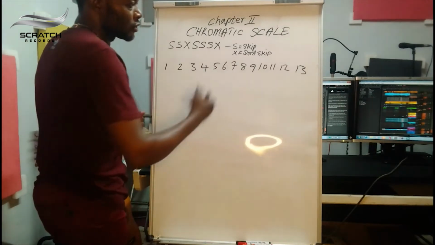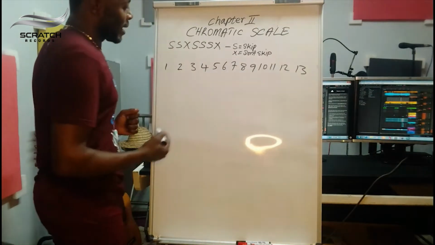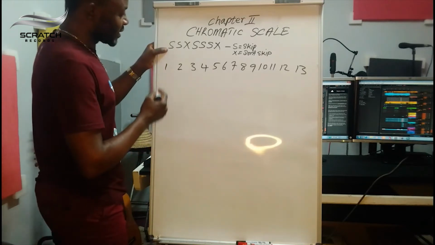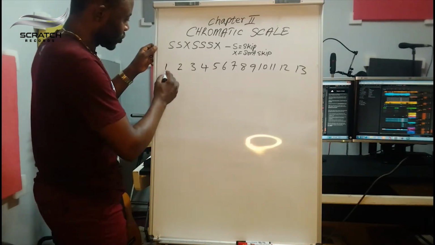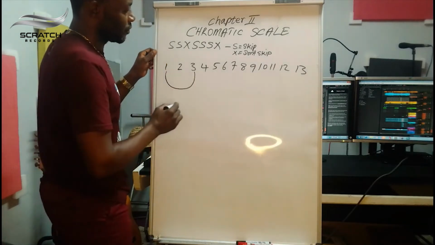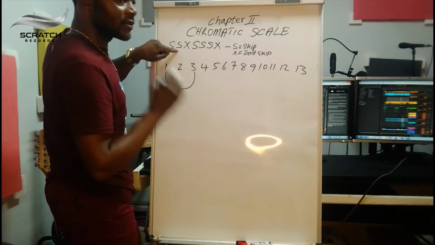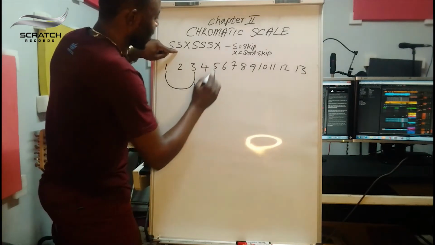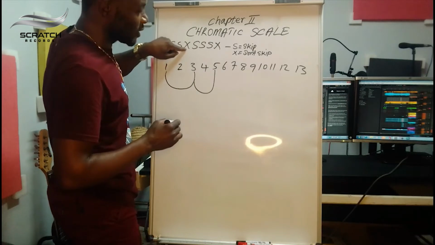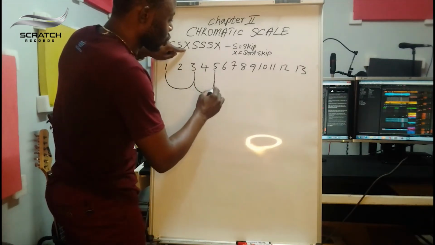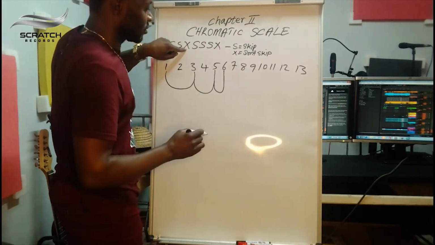Now let's use the formula on these 13 digits. The first is skip, so we skip from 1 to 3. The second is still skip, so we skip from 3 to 5. The third is do not skip, so we go to the next digit.